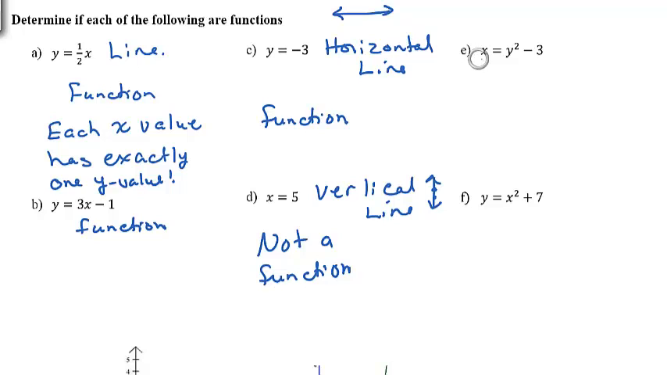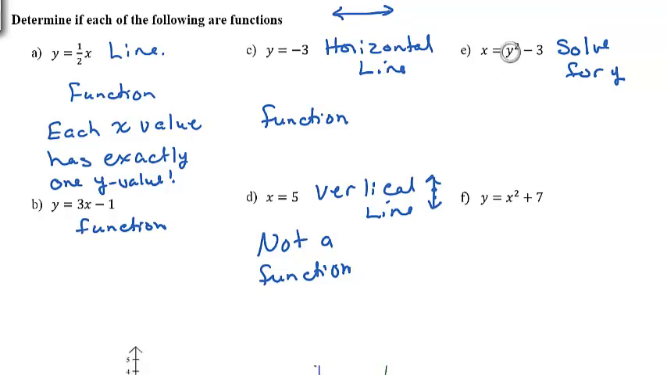Our next example, E, x equals y squared minus 3. So far, we've already had all of these solved for y, or in this case, there was no y, so we couldn't solve for it. But the first thing that you need to do is solve for y. And it just so happened that the first 3 examples were already in that form.